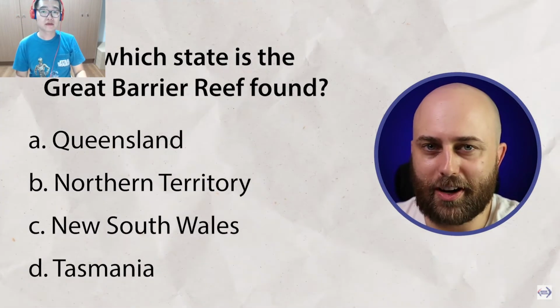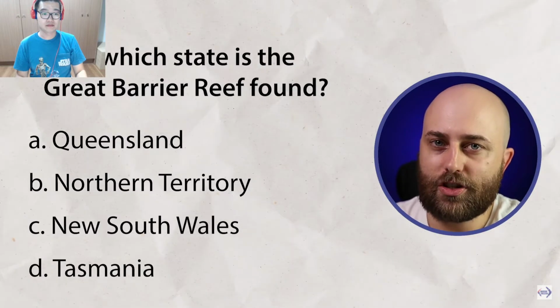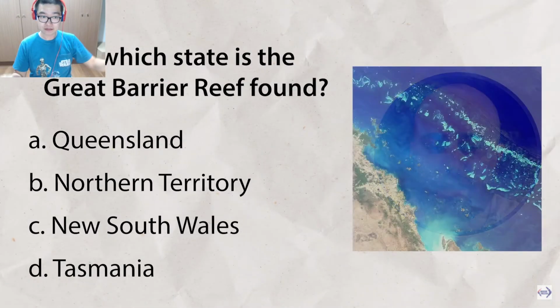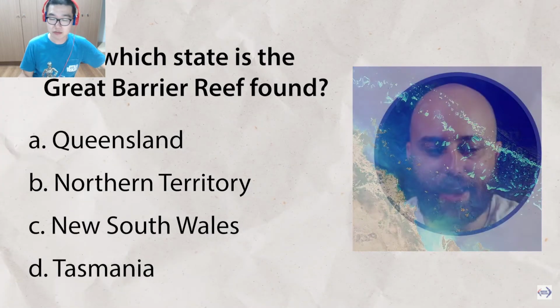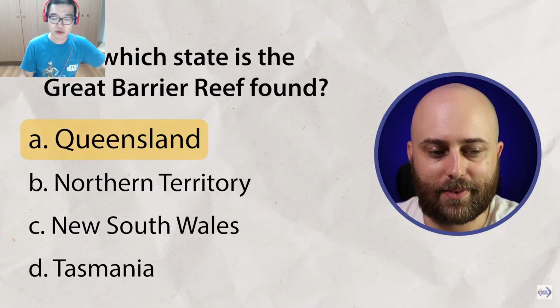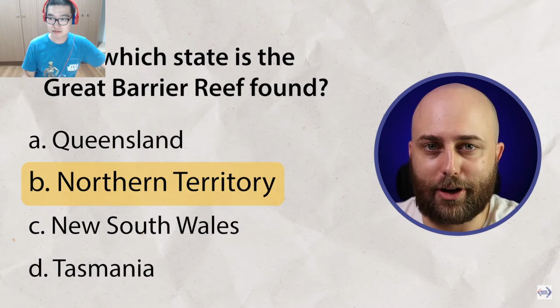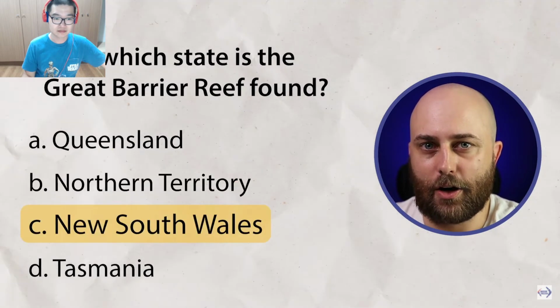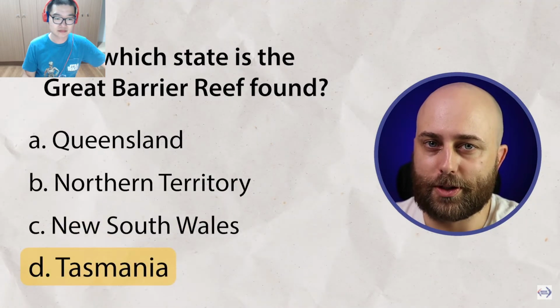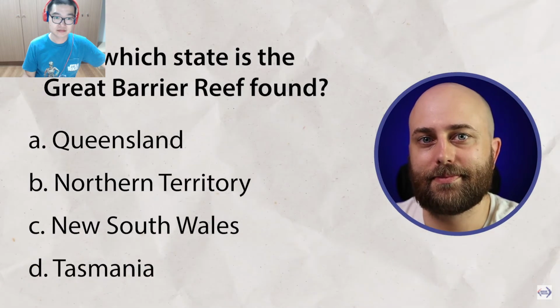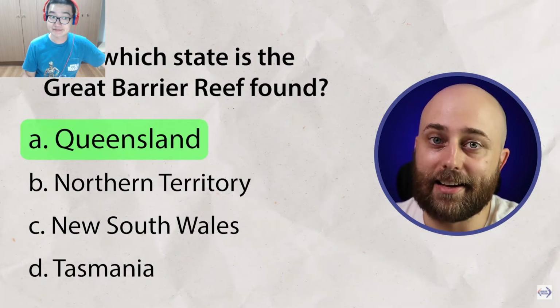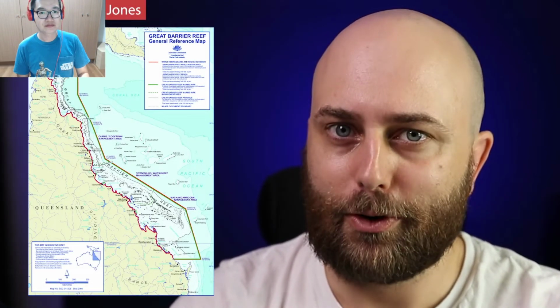Question 20. Good job, guys. You've made it all the way to the end. In which Australian state or territory is the Great Barrier Reef found? A. Queensland. B. The Northern Territory. C. New South Wales. Or D. Tasmania. The answer is A. Queensland. The Great Barrier Reef stretches along almost the entire coast of Queensland, and it is approximately 2,000 kilometres in length.